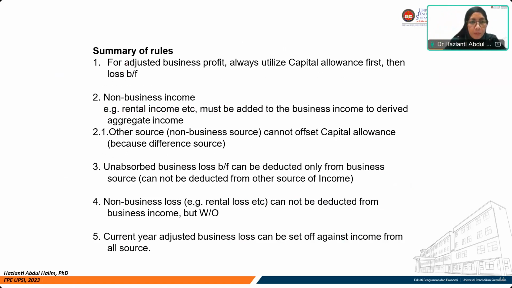For non-business income, if let's say the company has rental income, it must be added to the business income to derive at aggregate income. And other source and non-business source cannot offset capital allowance because of different source. Unabsorbed business loss brought forward can only be deducted from business source. Unabsorbed business loss boleh tolak from business source, cannot be deducted from any other source of income. Likewise, non-business loss cannot be deducted from business income.